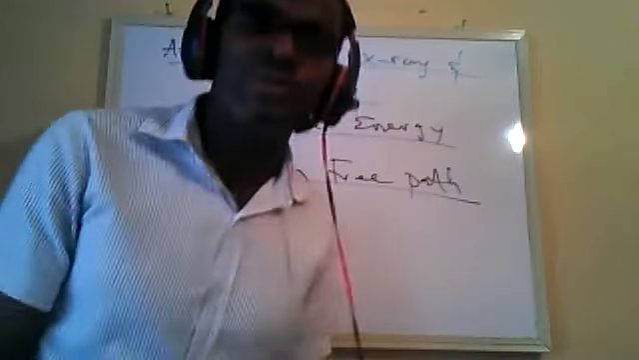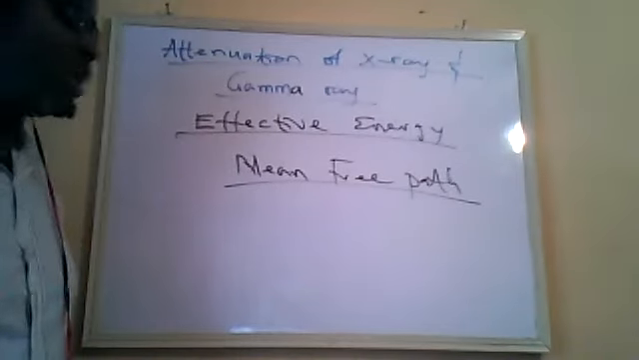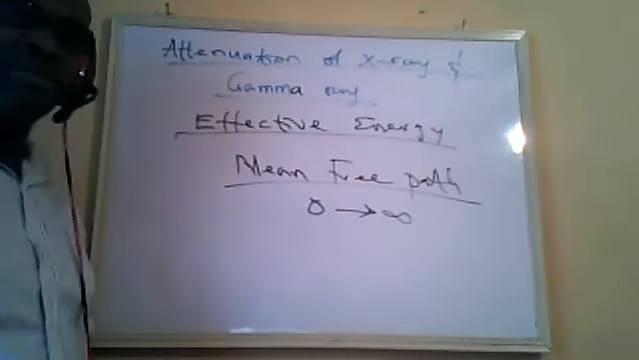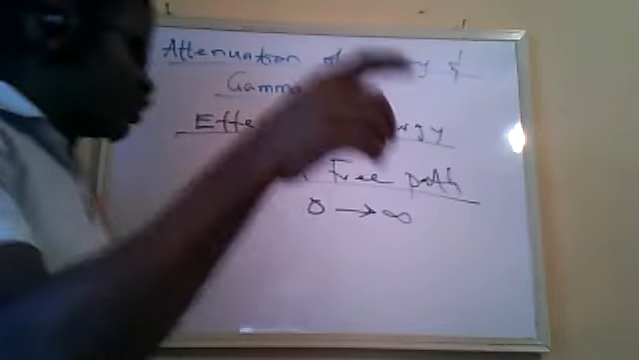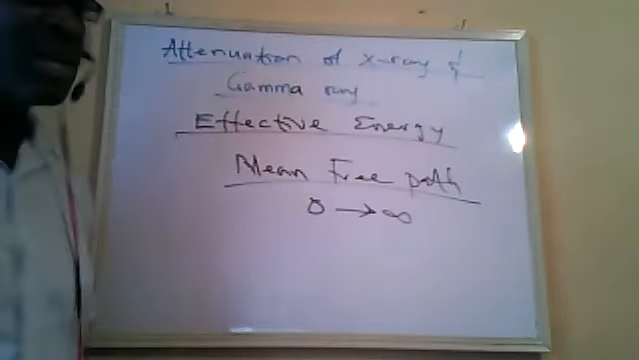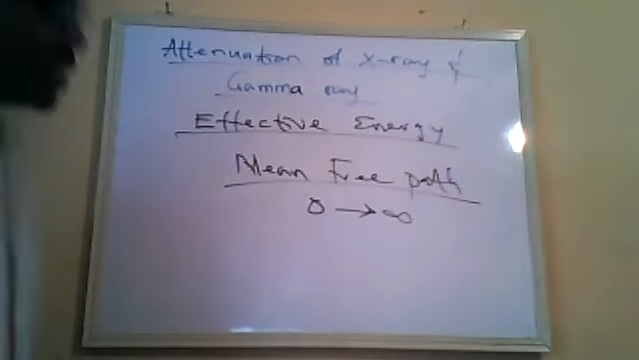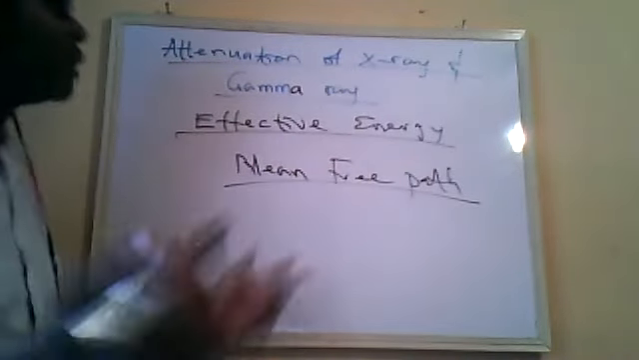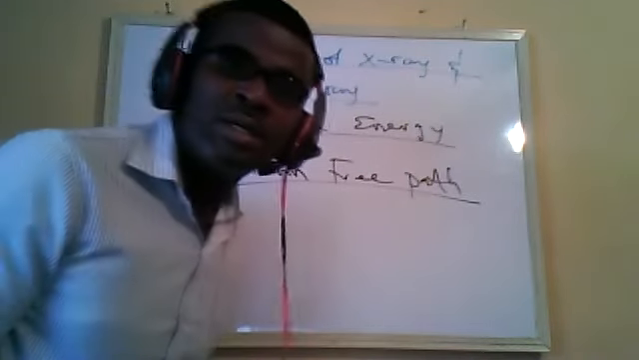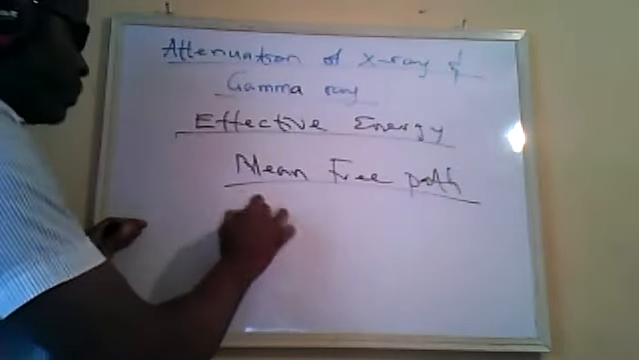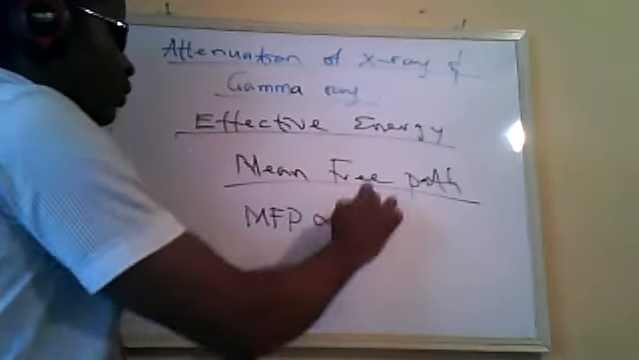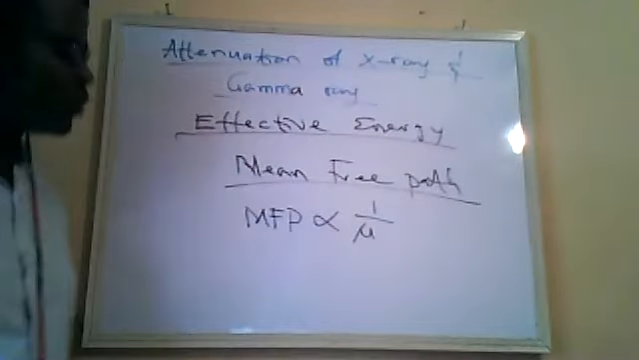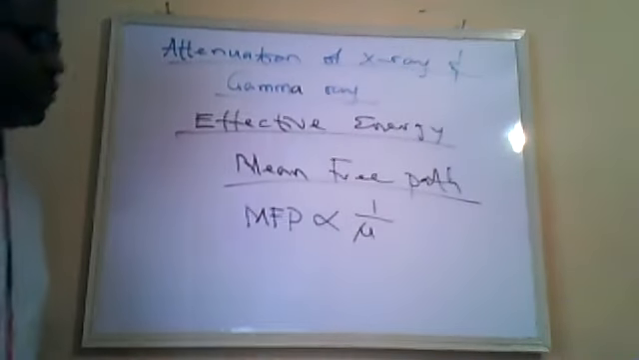Looking at the time, we have less than 2 minutes more. It can run from 0 to infinity. So at this point it is 0, at this point it is 2 centimeters, at this point it is 100. All we need to do is just calculate the mean free path. That is the average distance a photon traverses in matter. MFP is actually 1 all over mu, 1 all over the linear attenuation coefficient. So if you know the linear attenuation coefficient, you can get the mean free path.